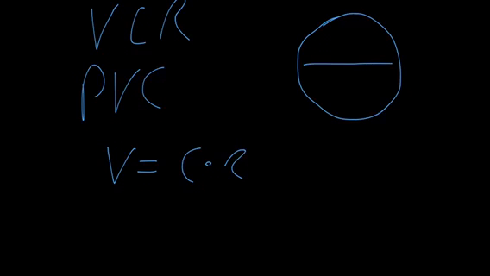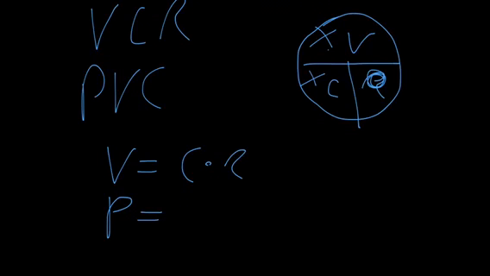So in VCR, you have voltage equals current times resistance. Now it can be resistance times voltage equals current. It can go either way. And so the way we represent this is in this, so you have V and C and R. So if you only have R, you multiply V times C. Okay, and then in PVC, it's power equals voltage times current.